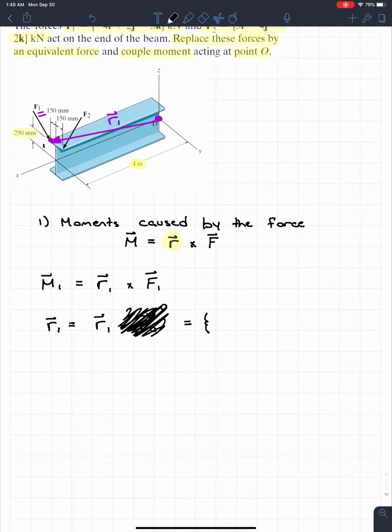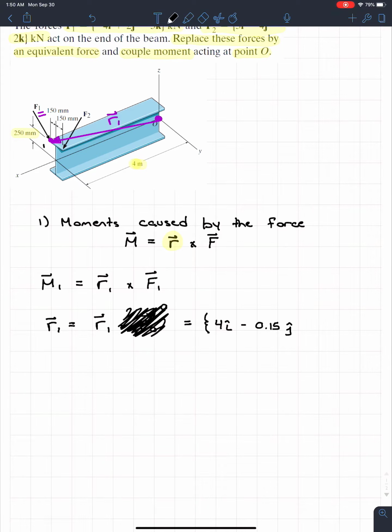In these kind of cases, I prefer to convert everything to meters just because 4,000 millimeters, well, it just seems a lot. I don't want my numbers huge. So I'm going to go the easy route, go meters. And if we're looking at F1 here, first thing we're going to want to do is X. And well, we know that that's going to be 4 meters in the X direction. So we're just going to go 4i. Looking at the Y direction, we can see that it is 150 millimeters, but it's in the negative direction. So we're going to go minus 0.15j. So 0.15 meters is the same as 150 millimeters.